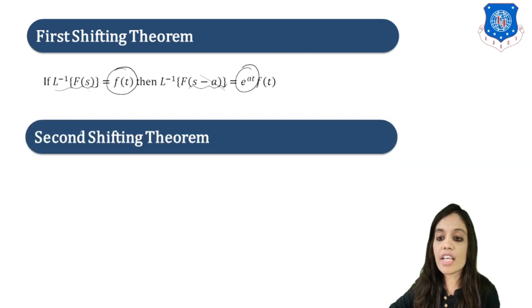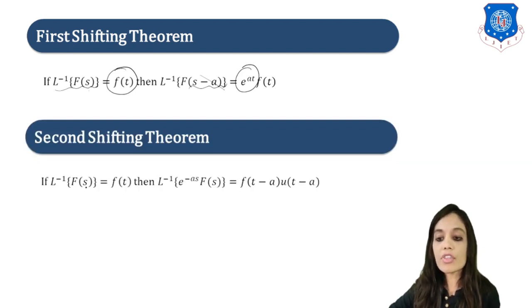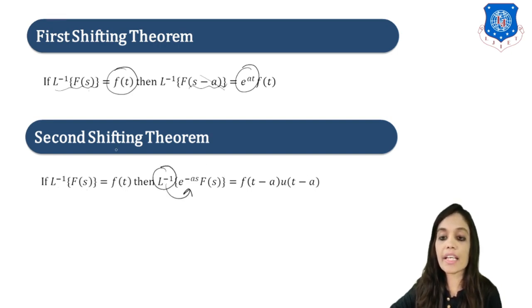Now let us discuss the second shifting theorem. If Laplace inverse of F of s is equal to f of t, then Laplace inverse of e raised to minus as F of s will be f of t minus a u of t minus a. So whenever you see inverse and e, then you have to apply the second shifting theorem. So let us understand this using our examples.